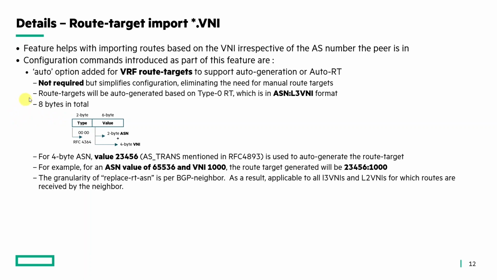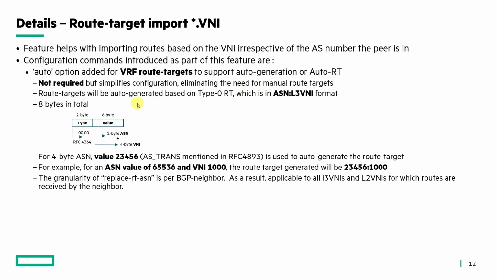And as to the details for this route target import star VNI feature, it helps with importing routes based on the VNI, irrespective of the AS number that the peer is actually in. So, configuration commands introduced as part of this feature. As you can see here, the auto option is added for VRF route targets to support the auto generation, or auto RT, as we'll also call it. This isn't required, but it simplifies the configuration because it eliminates the need for manual route target assignments.